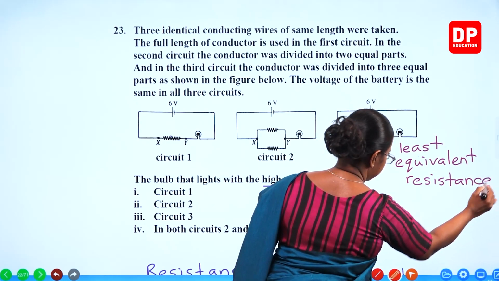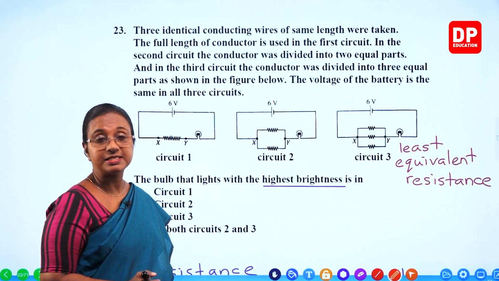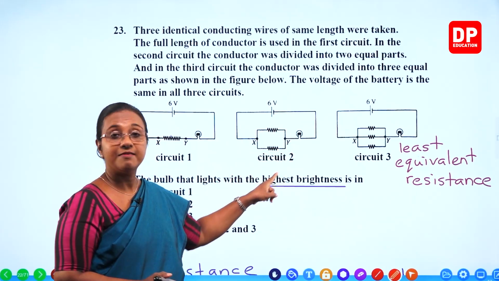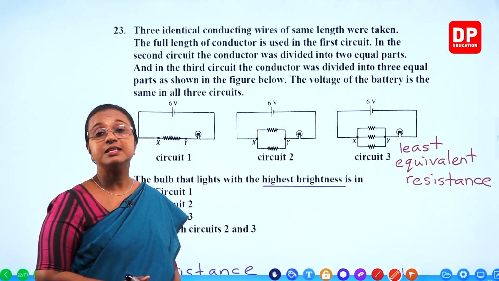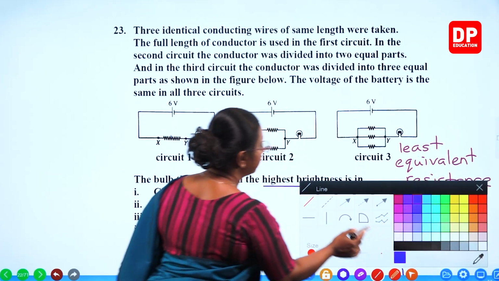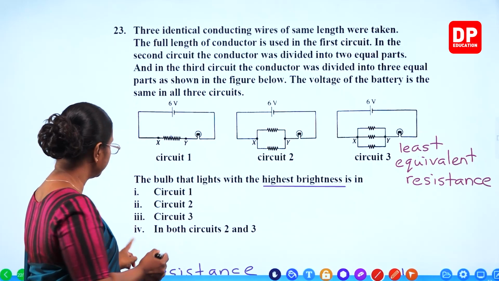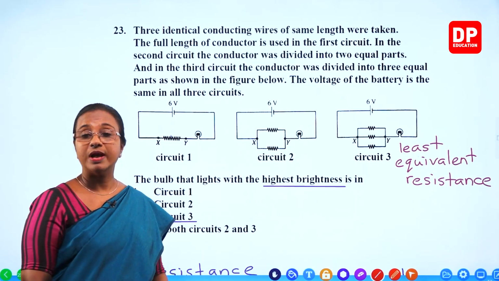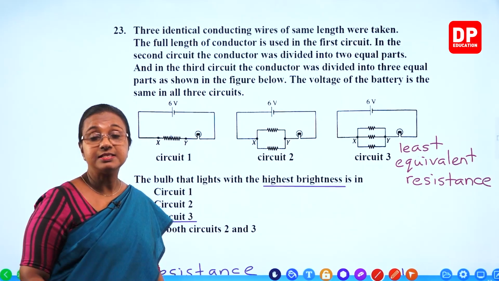Equivalent resistance. So then the bulb will be the brightest there. This will have the lowest brightness, this will have the moderate brightness, and there it will be the highest brightness. So the circuit with the highest brightness is going to be the third circuit. Circuit 1, circuit 2, circuit 3, and in both circuits 2 and 3. It has to be circuit 3 with the highest brightness.